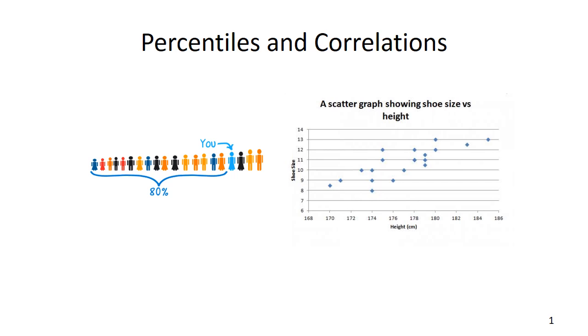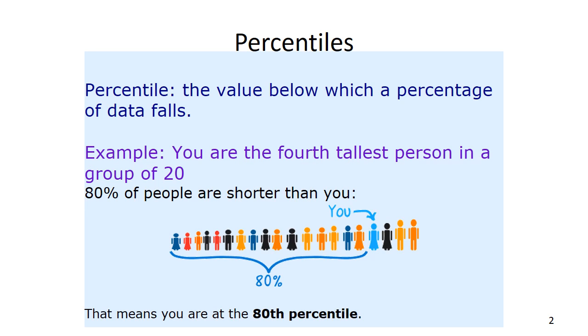Right now we're going to start talking about percentiles and correlations. We're going to talk about percentiles first and then correlations, and we're going to be describing how you go about calculating them and interpreting them. All right, so when we think about percentiles, we're talking about the value below which a percentage of data falls.